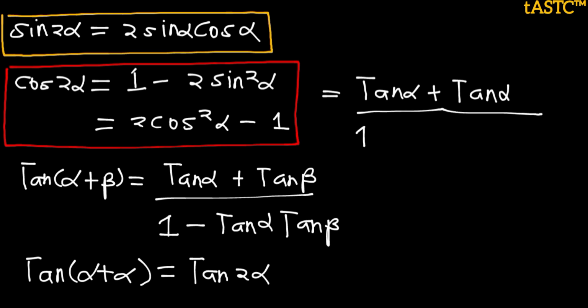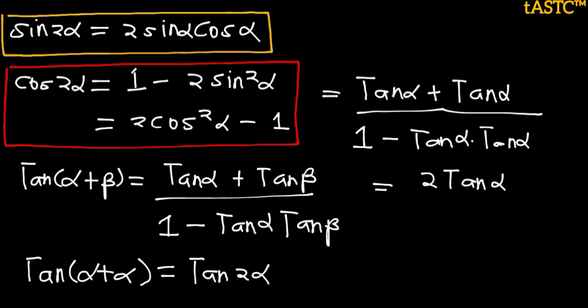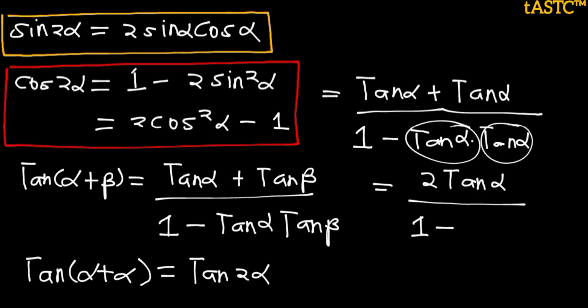And here we're going to have 1 minus tan alpha multiplied by itself. So if you have tan alpha added to another tan alpha, what is that going to give? That should obviously give us 2 tan alpha. This will be divided by 1 minus tan alpha multiplied by itself, which gives us tan squared alpha. So that pretty much is it. That is how to find tan 2 alpha.